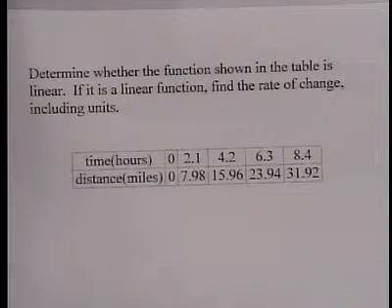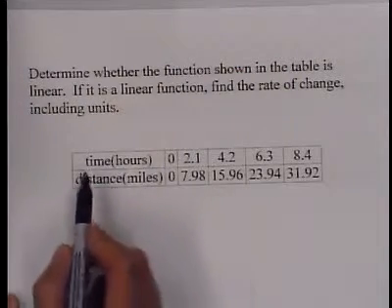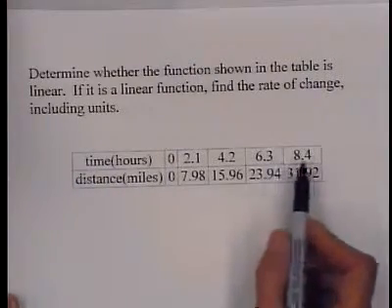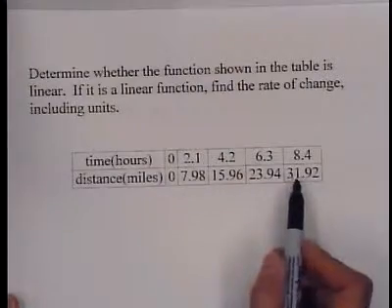Here we want to determine whether the function shown in the table is linear. If it is a linear function, find the rate of change including units. Well, a function is linear if its rate of change is constant. To figure out the rate of change, we'll consider the top row of the table to be what's called an independent variable and the second row a dependent variable.